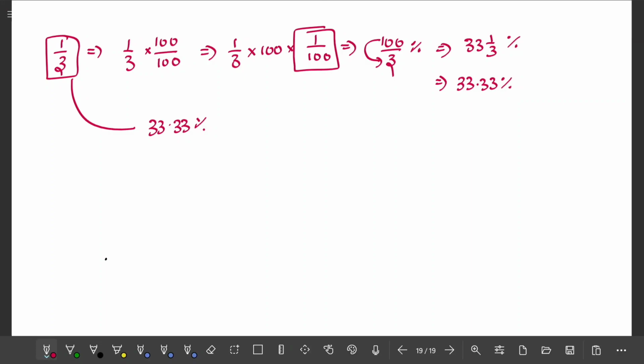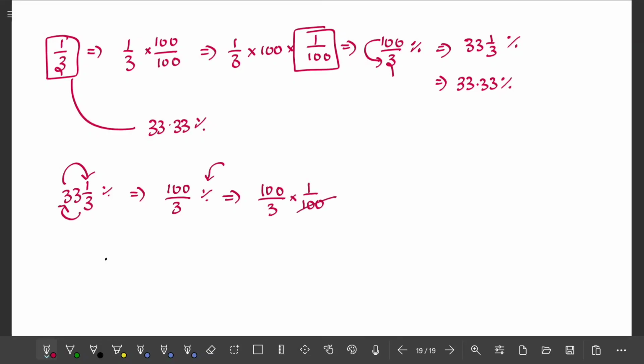Now let us do the opposite. Let us convert a percent into a fraction. So how? 33 1 by 3%. Now this can be 3 into 33, 99, 99 plus 1, 100. 100 by 3%. Now this can be written as 100 by 3 into, what does it mean by percent? It's 1 by 100. Now 100 and 100 get cancelled. Now this is converted to a fraction. Clear?